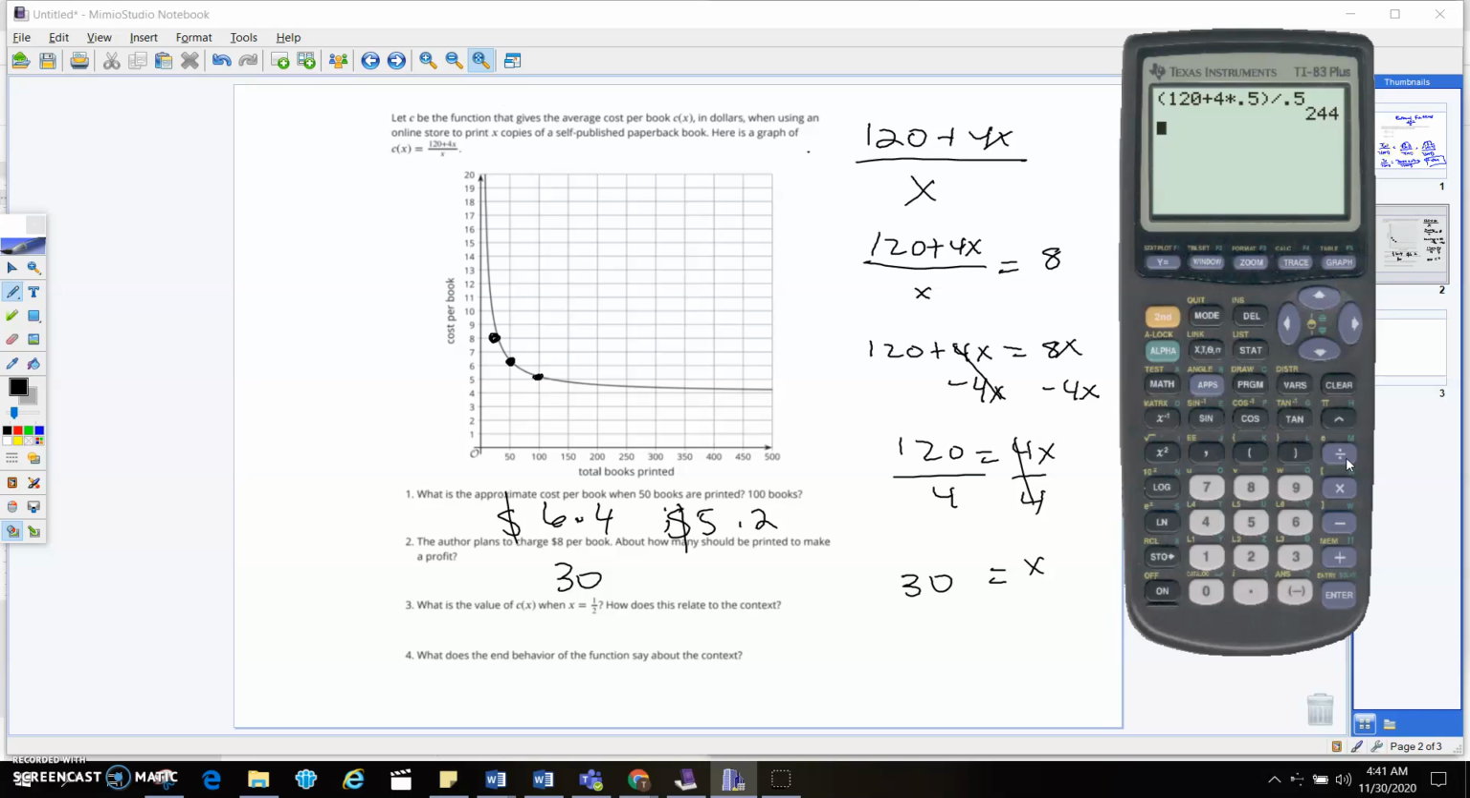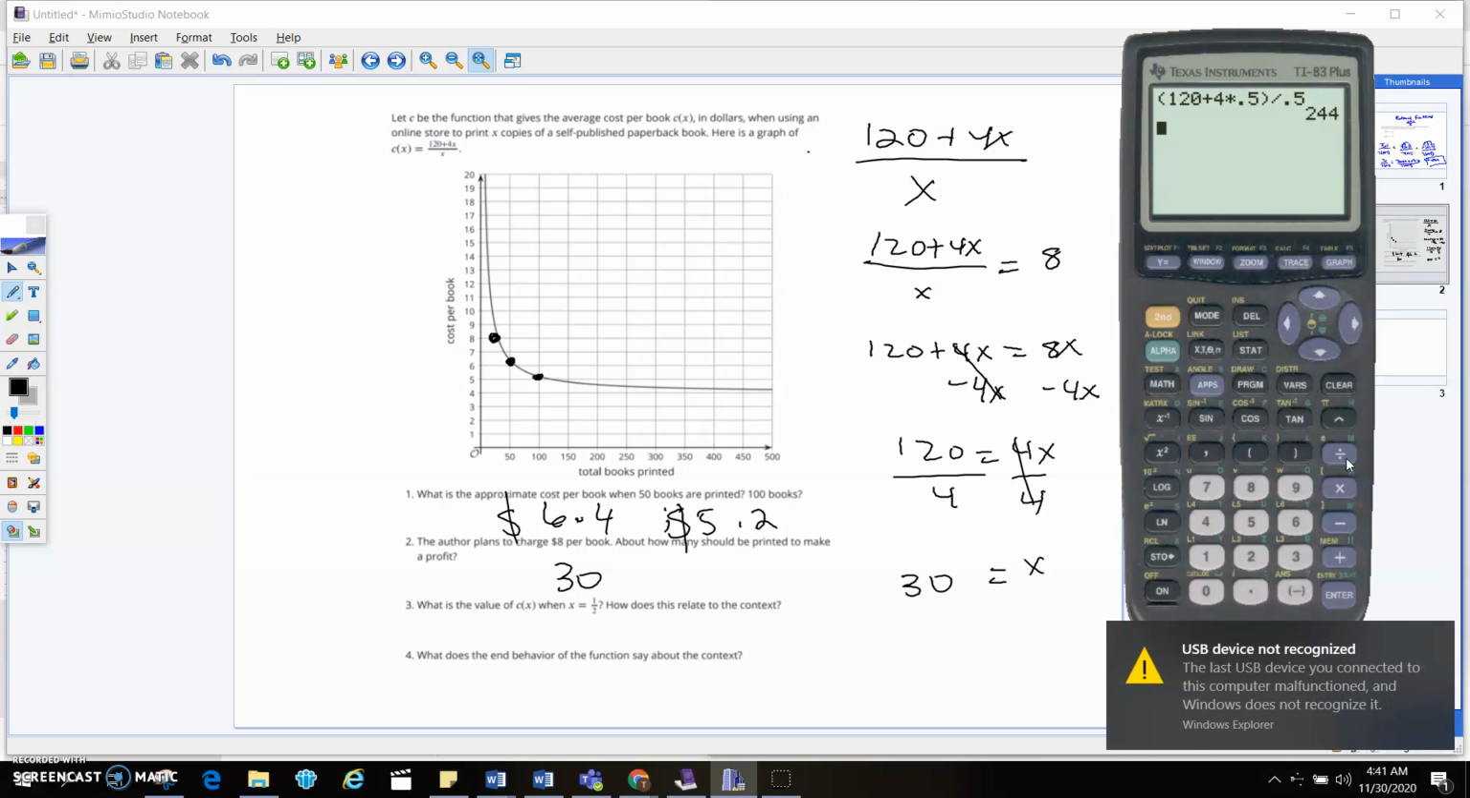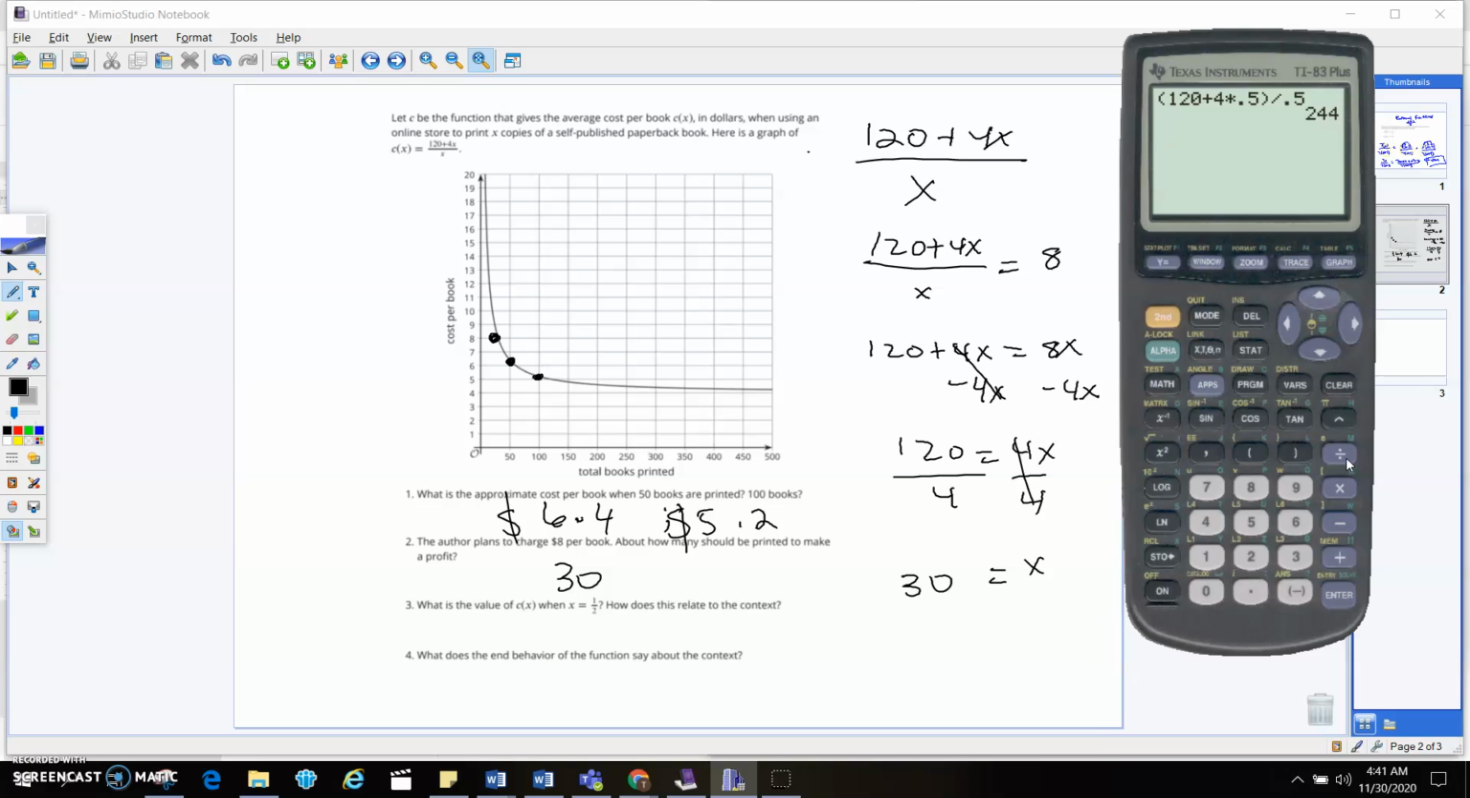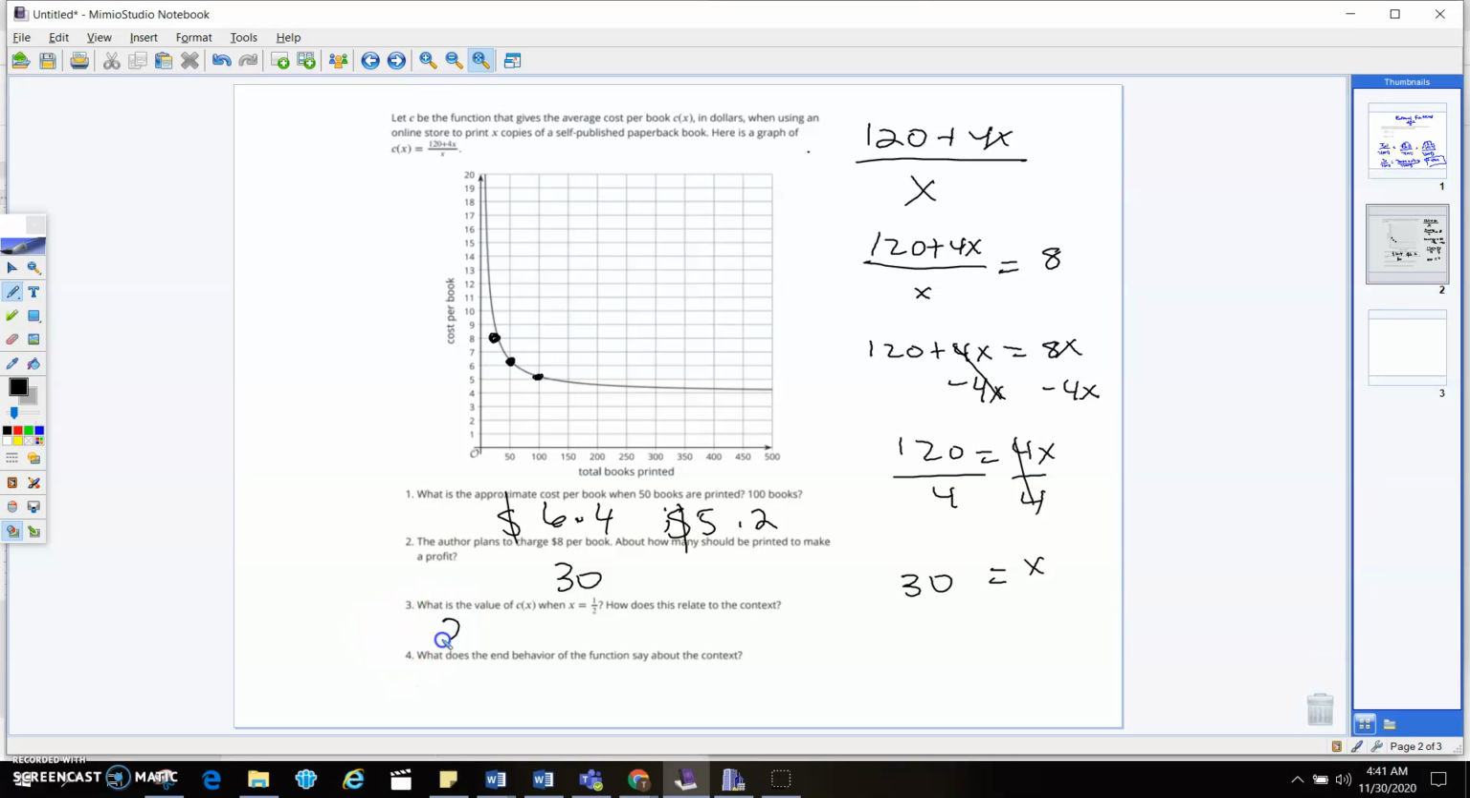So to print half a book, it's going to cost me $244. Just half a book, right? So $244 for half a book. And so this is representing half a book. This is like you've got a 300-page book and you only print 150 pages, right? Now, what does end behavior of the function say about the context?